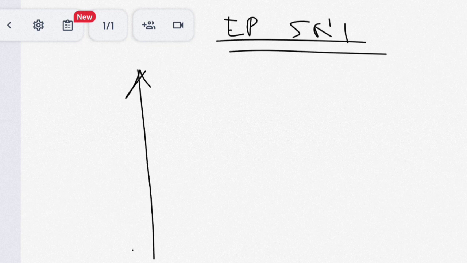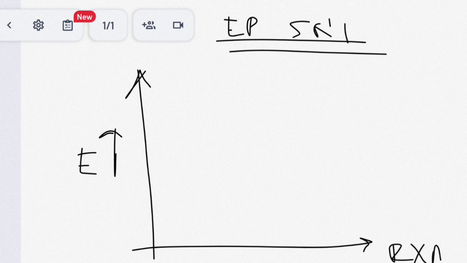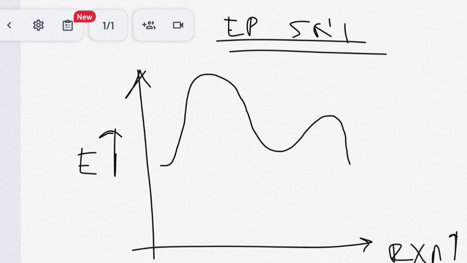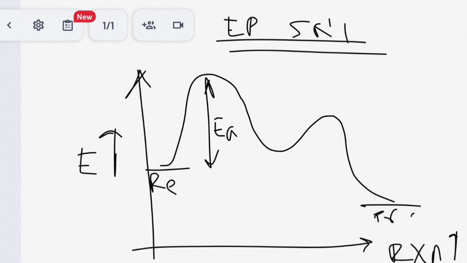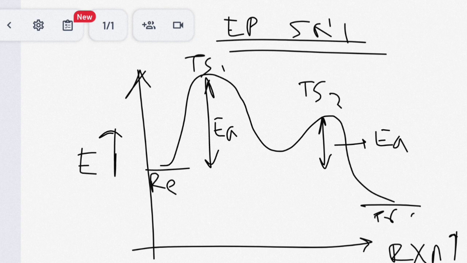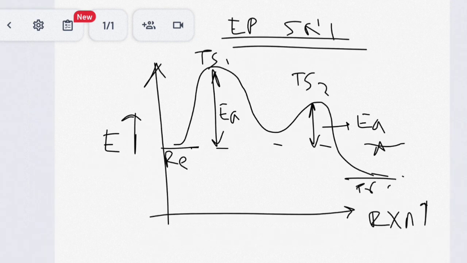Now we will study the energy profile for the SN1 reaction, which is important again. As you know, this is the energy coordinate, this is the reaction coordinate, and for SN1 it will have two mountain-like structures. These are the reactants, these are the products. This is the activation energy. This is again the activation energy for the second step. This is the first transition, this is the second transition, and these are the products, and this is the delta H.